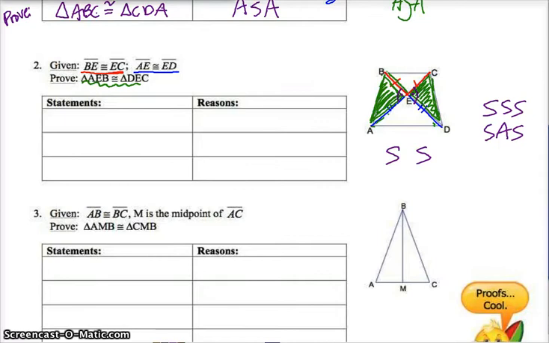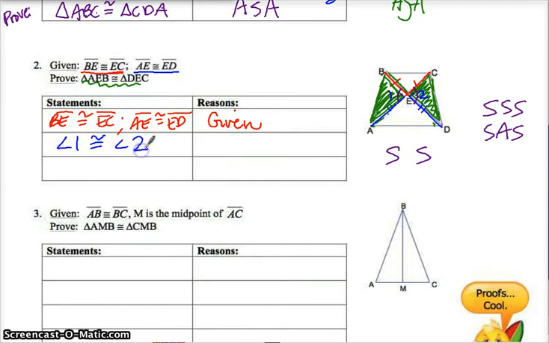So now we're going to fill out our proof. Step number 1 is to write the given information here. What's the justification? It's because it's given. Step number 2 is to identify the third piece. The third piece was the angle here. So we could put a 1 and a 2. So that's angle 1 is congruent to angle 2. Why? Because it's the vertical angle theorem. Okay, that's my VAT, vertical angle theorem.